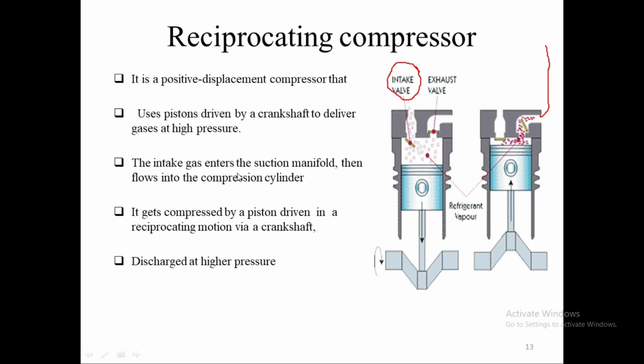The intake gas enters the suction manifold, then flows into the compression cylinder. So the intake valve will open and the gas will flow into the cylinder. It gets compressed by the piston driven in a reciprocating motion via a crankshaft. So the crankshaft will push it up and compress it, and discharge at higher pressure. When the pressure is raised, the discharge port will open, the exhaust valve will open, and the compressed air or compressed refrigerant will leave from this side. So that's how a reciprocating compressor works.